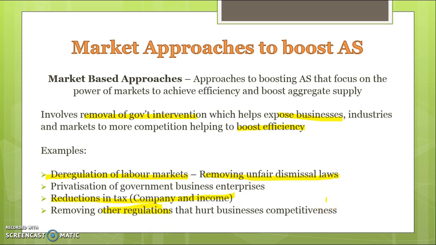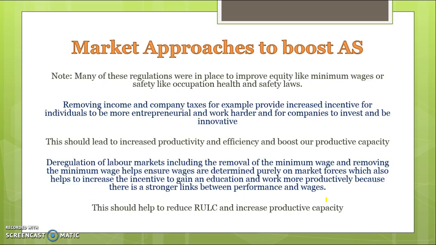So it's about the government removing their intervention, with some clear examples: removing unfair dismissal laws, privatising businesses, reducing income and company taxes. Many of these policies that were in place to improve equity, like the minimum wage, so often these market approaches represent a trade-off between increasing efficiency by getting people to work harder and promoting productivity and participation and things like that, but they often come at the expense of equity because they may hurt low-income earners. So removing income and company taxes, for example, increases the incentive to be more entrepreneurial, to work harder, and to invest for companies. This should boost productivity and efficiency and boost our productive capacity.